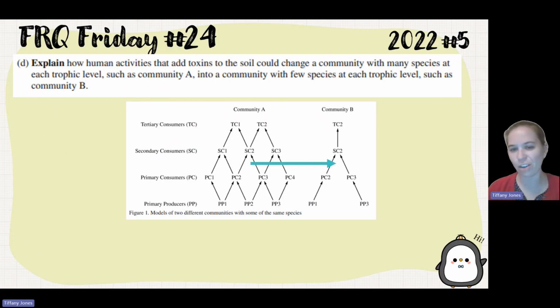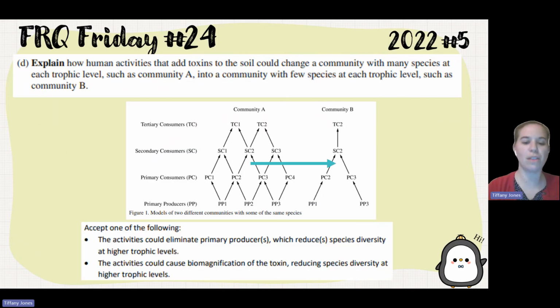As we get to the higher levels, there's too much of those toxins, which could cause a decrease in diversity within our community. You could also talk about how there would be fewer primary producers, which also leads to a reduction in species diversity at those higher trophic levels.